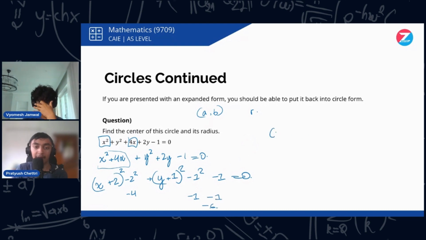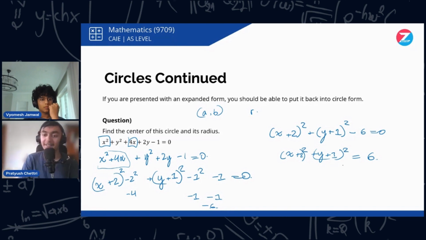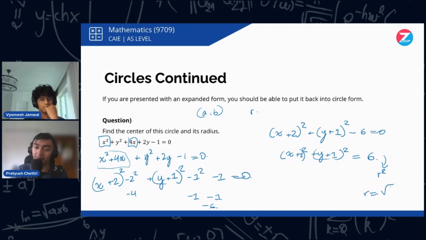Henceforth, oh my gosh, no. x plus 2 squared plus y plus 1 squared minus 6 equals 0. There's a lot of algebraic writing going on here. And remember, you might be tempted into thinking 6 is the radius, but no, 6 is not the radius. This is radius squared, so the radius is actually root 6.